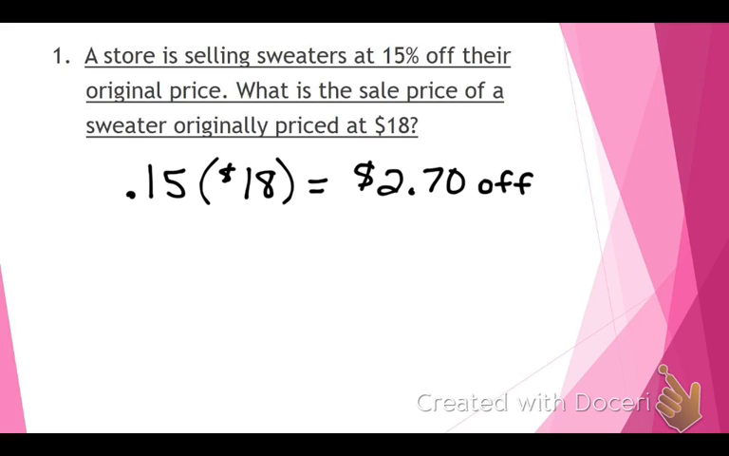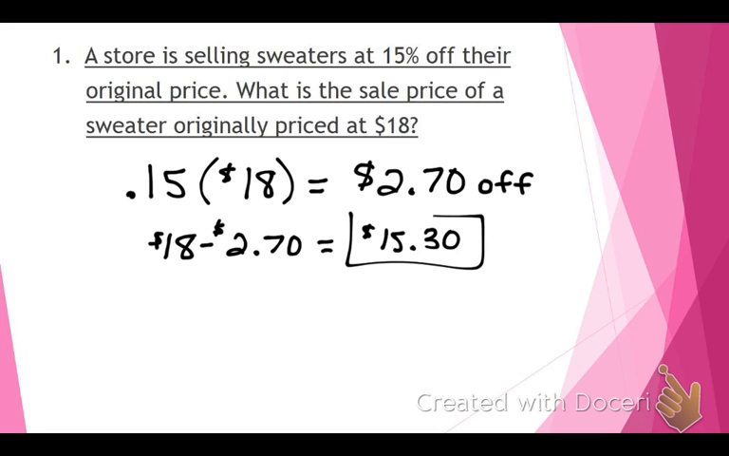So if I go in there and I want to buy this sweater, how do I figure out what my price is going to be? What do you think? Subtract the money that's off from the original price. Okay, so what numbers should I put in? $18 minus $2.70. Good job. Okay, it was $18. I get to take $2.70 off. What's the sale price, guys? $15.30.